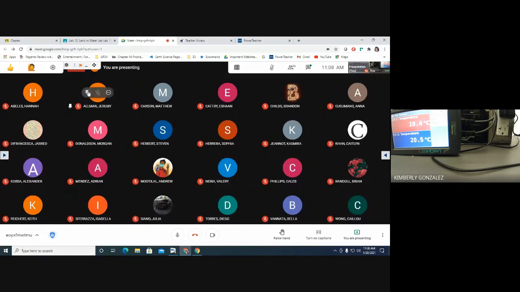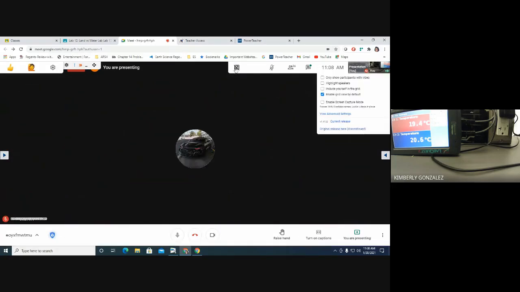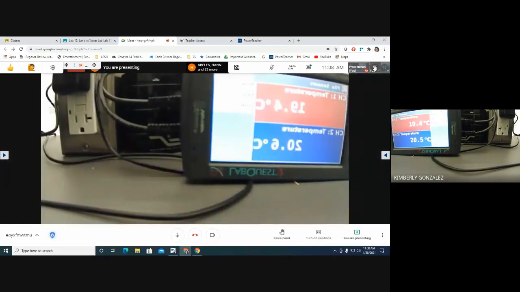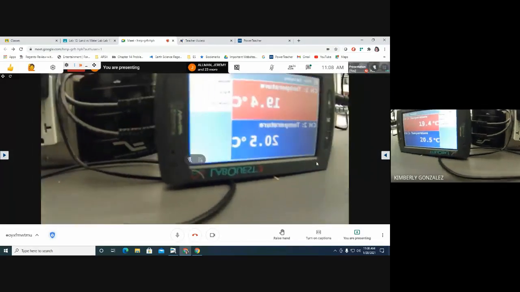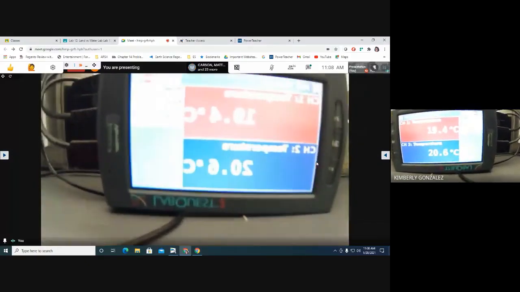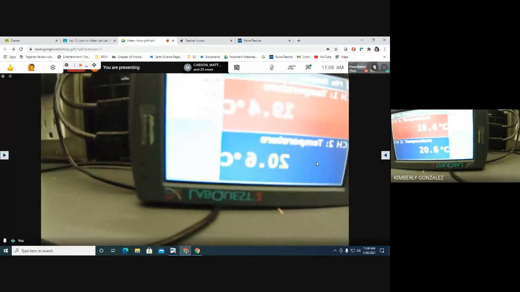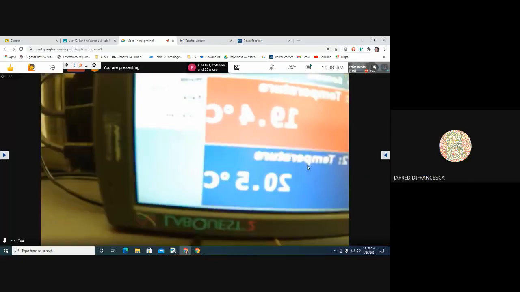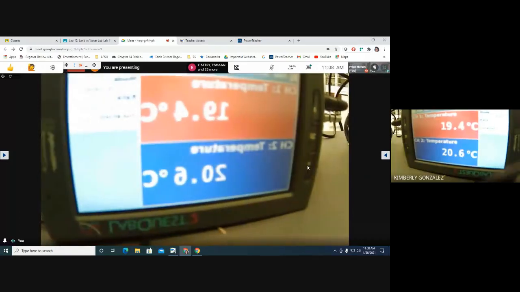Oh, let me see if I do this. No, it's not letting me pin myself. That's so weird. There it is. Okay. You guys can sort of see that, right? You can see that's 19.4 and 20.6, yes? I know it's backwards. I'm sorry that it's backwards.